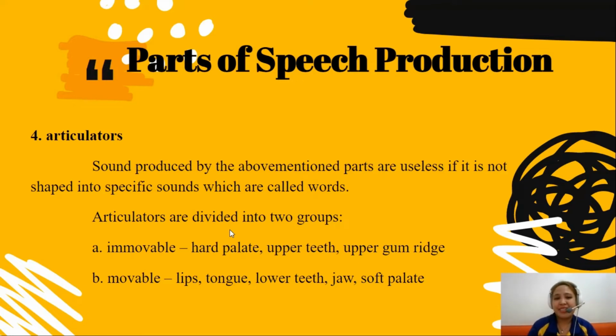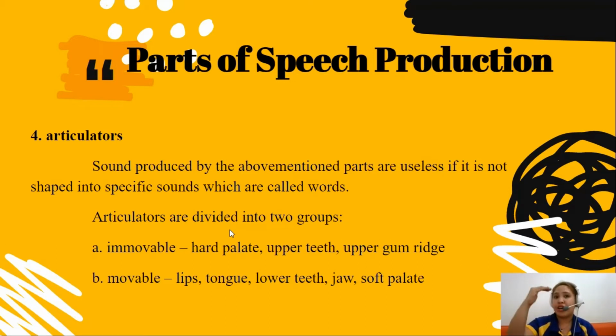And articulators are divided into two groups. We have immovable and movable. So when we say immovable, you cannot move it, obviously. And there are three articulators under immovable. We have hard palate, upper teeth, and upper gum ridge. So our hard palate is like the mouth roof.